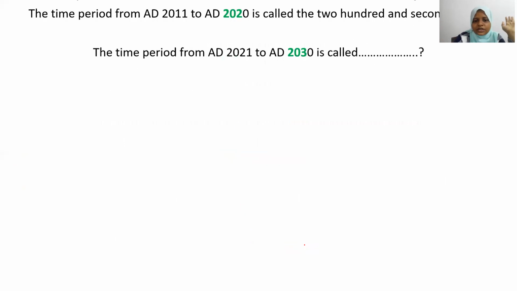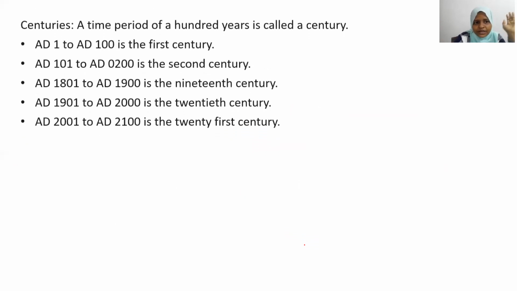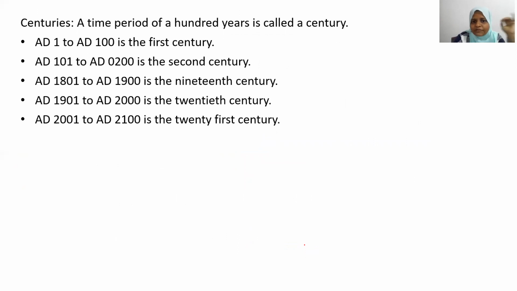Okay, now let's move to the century. Century is a time period of 100 years. That is, from AD 1 to AD 100 is the first century. AD 1801 to 1900 is the 19th century. In this case, what you do is you cut 2 zeros, and then you get the 19th century.